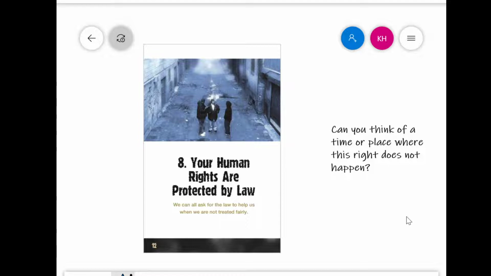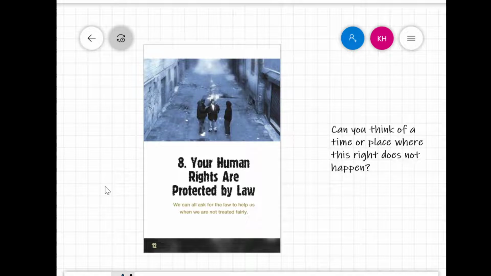Okay, number 8, your human rights are protected by law. We can all ask for the law to help us when we are not being treated fairly. Okay, so if somebody isn't treating you fairly, you have the right by law to ask for help for that. Now, can you think of a place or a time when that right is being violated? Pause the video now.